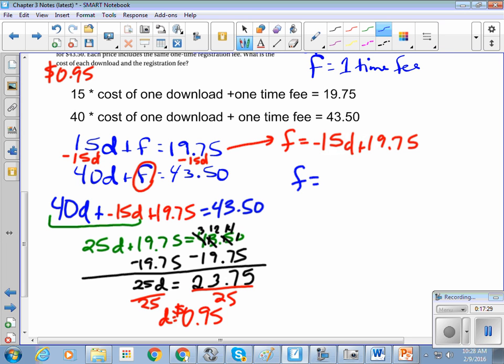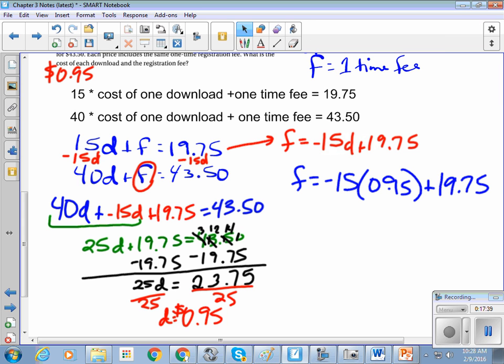So we are going to put in our download cost and find out what our F value is. That's a simple calculator chug. 0.95 times negative 15 plus 19.75 equals, I got $5.50.